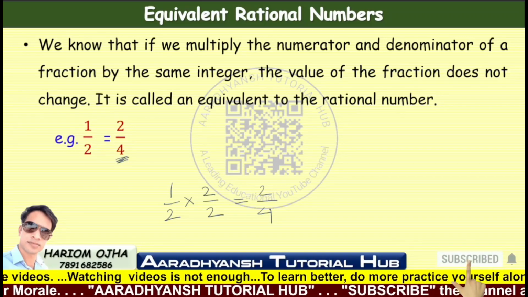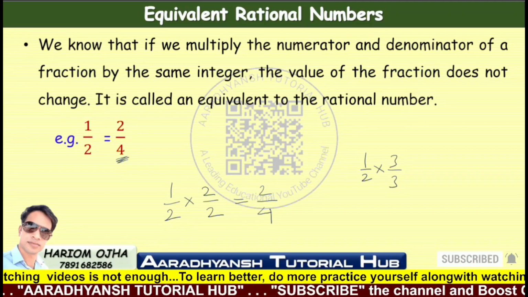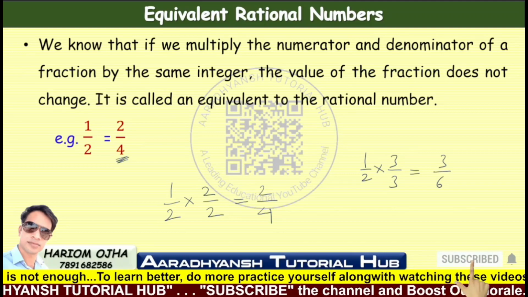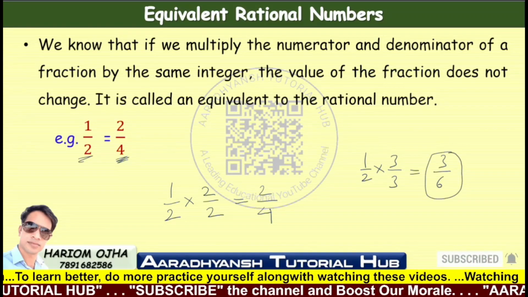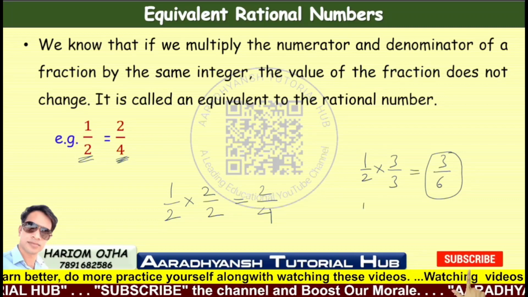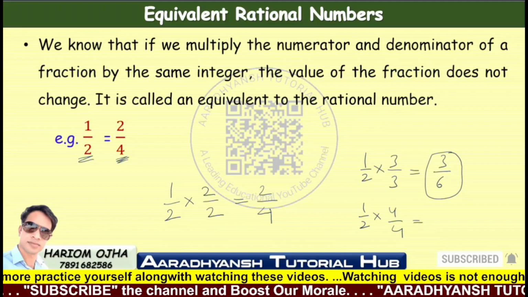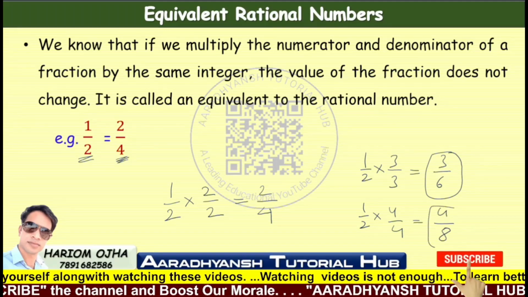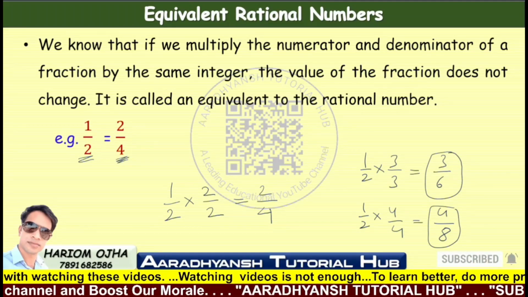Similarly, if we multiply 1 over 2 by 3 over 3, we will get 3 over 6. It is also an equivalent rational number of 1 over 2. If we multiply 1 over 2 by 4 over 4, we will get 4 over 8. It is also an equivalent rational number of 1 over 2.